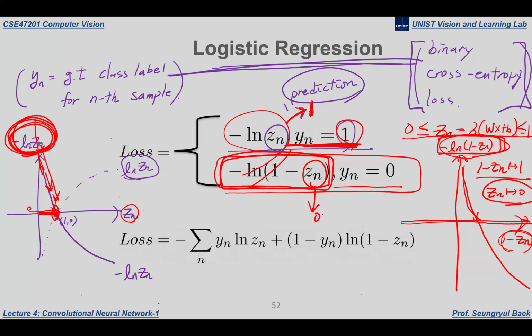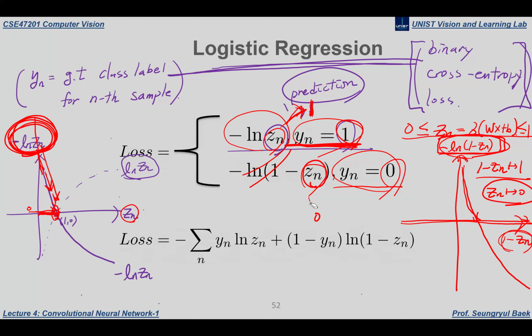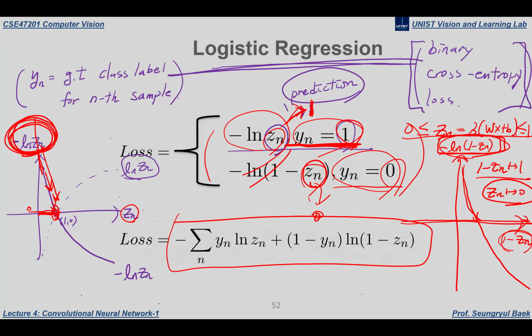So if one sample's class is 1, we want to make our predicted value close to 1. And if that sample's label is 0, then we want to make the predicted value go close to 0. That can be achieved by applying this loss. Are you guys following this? And this actually means the same thing.